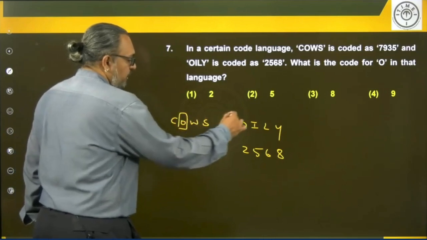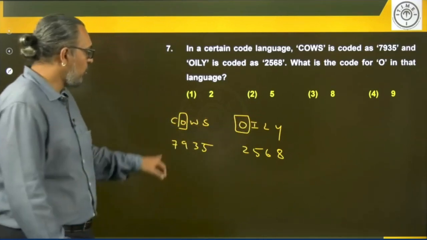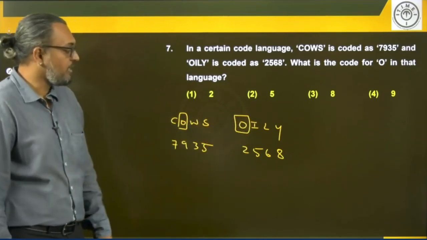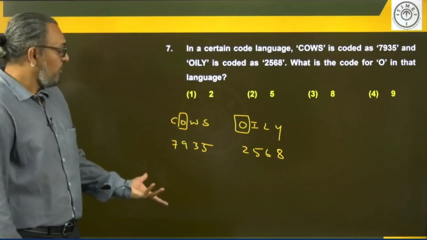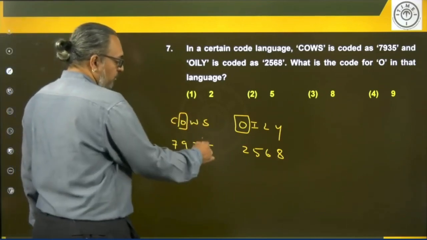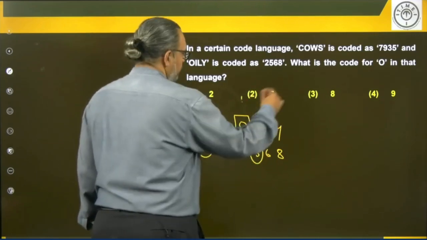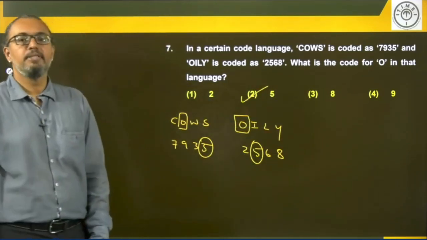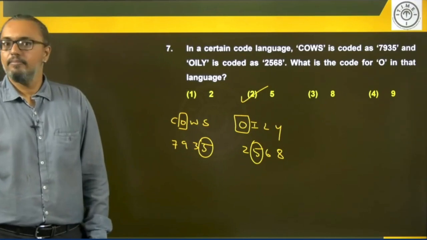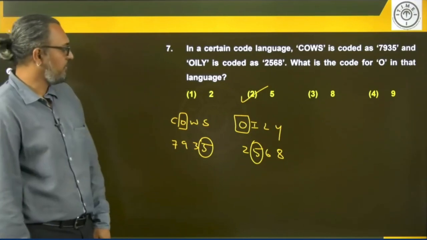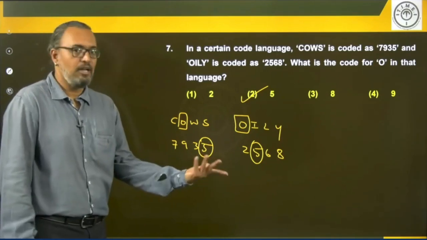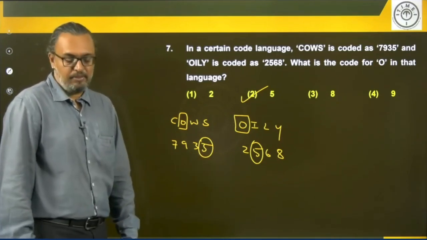Now, check, O is here, O is also here. Now, do I have any other letters repeated anywhere? No. What is the only number that is available in both? 5. So, choice 2 is the answer. Correct? Yeah. Repeated letters will have repeated number. Right.